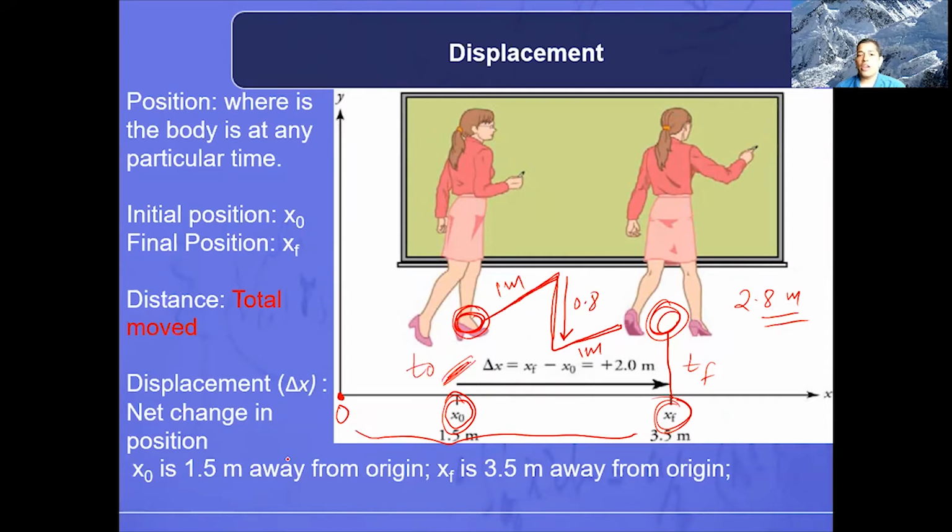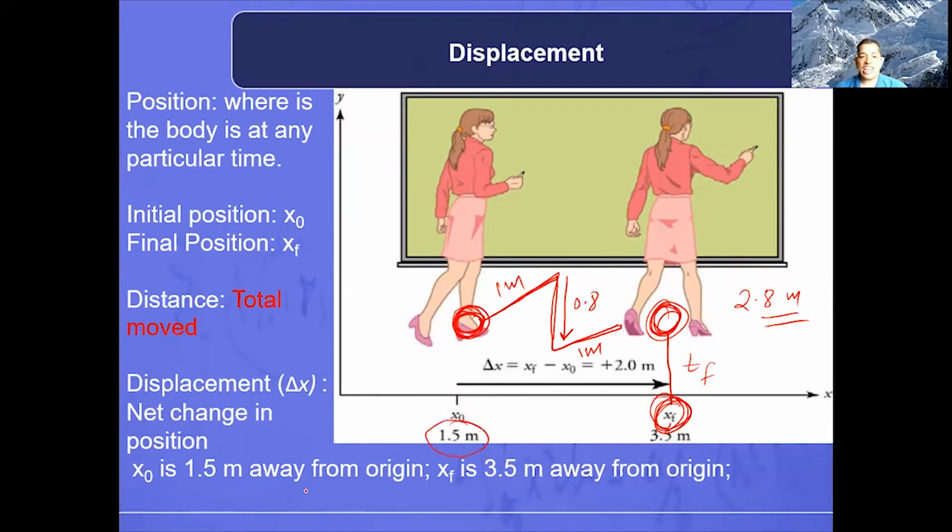Now I'm going to define displacement. Displacement does not take the actual path into account. It just cares about the initial and the final position. So it's the net change in position. That's what displacement is. So in our case, what is the final position? Final position is 3.5, right? And what is our initial position? Initial position is 1.5.